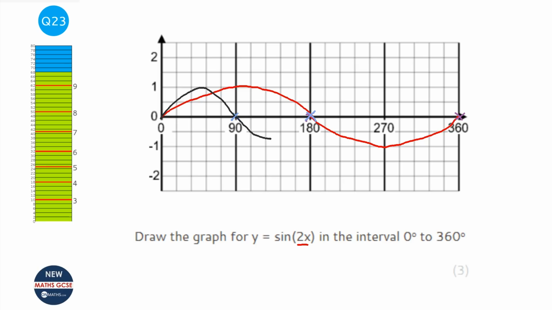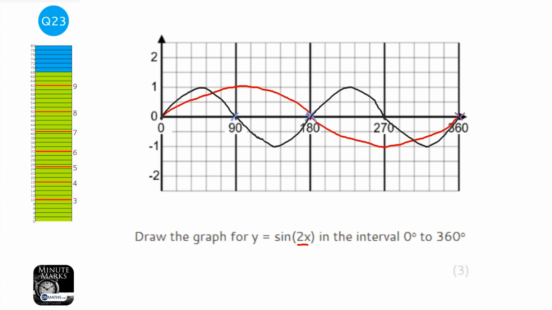like so. Oh, I haven't gone far enough down. That's rubbish. I'm really not good at drawing these. Like so. So instead of just one completion of a wave, you get two completions of a wave. And if I tidy this up a little bit.